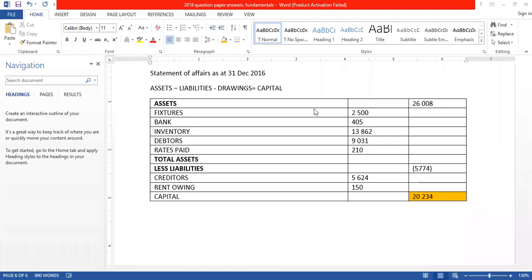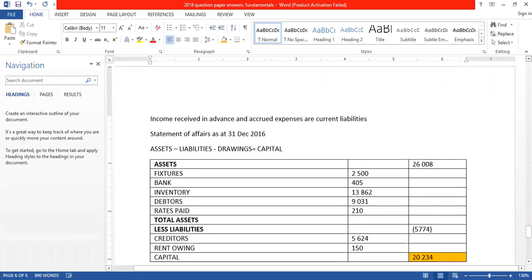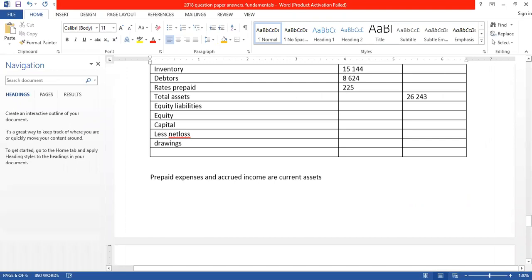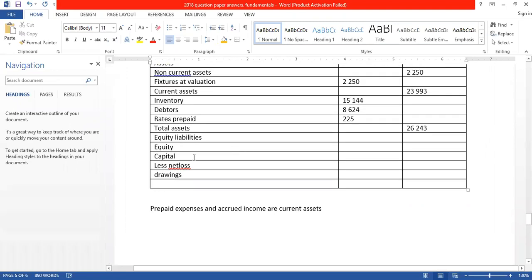Okay, so we ended at our statement of affairs where we calculated our capital amount, where we said it's assets minus liabilities. So we added up all our assets, then we subtracted all our liabilities, and then we got a capital amount of 20,234. So that opening capital is the one that you will use in your balance sheet or in your statement of financial position.